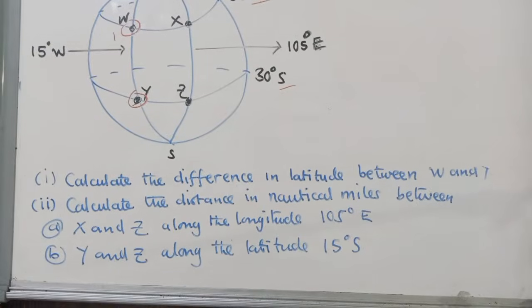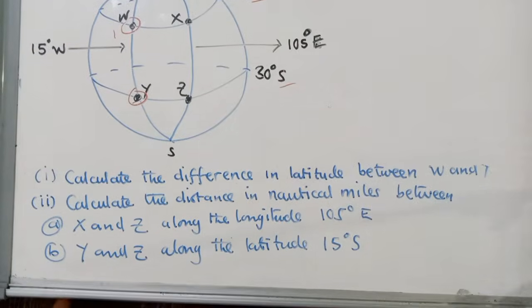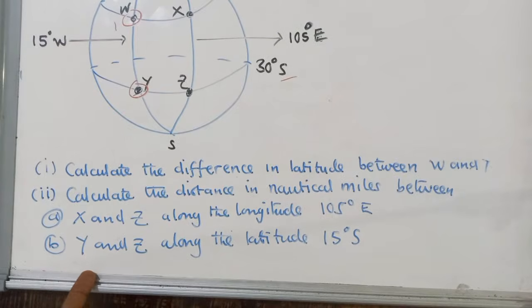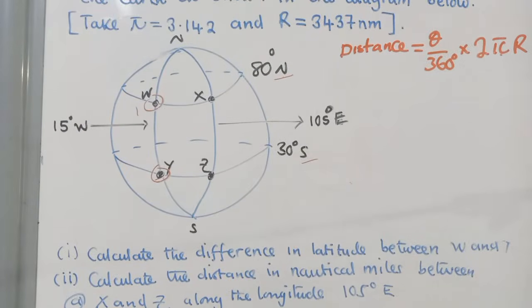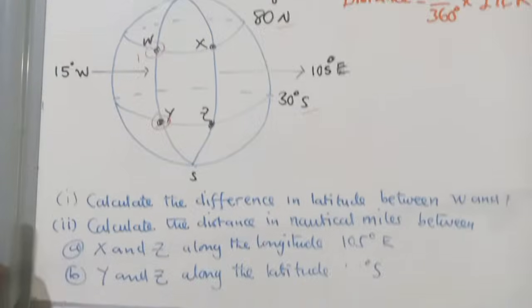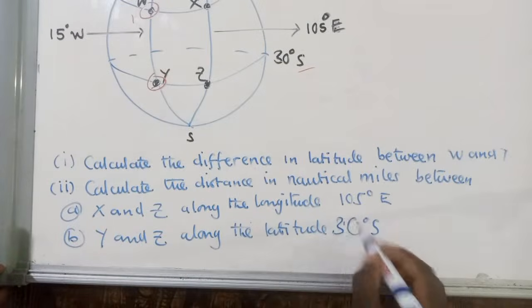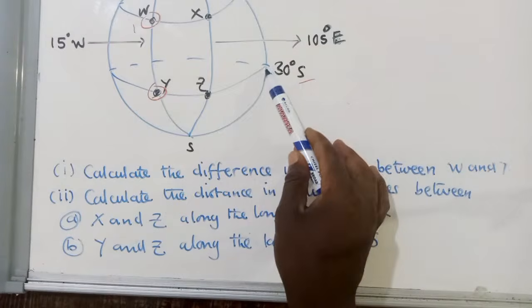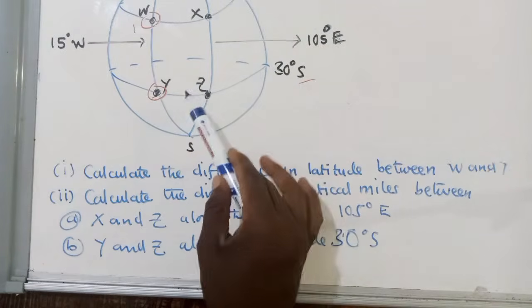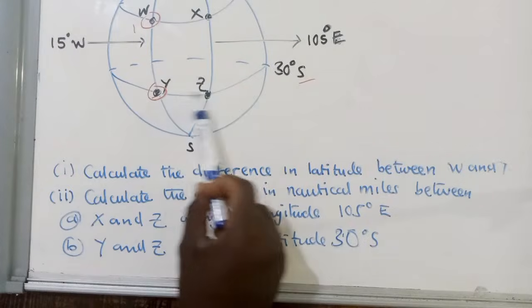The last question here, they're asking us to calculate the distance in nautical miles between y and z along the latitude 15 degrees. Sorry, not 15, it's supposed to be 30 degrees here. I think I made a mistake. So the 30 degrees latitude you are dealing with, it's this one. y and z, they are here.